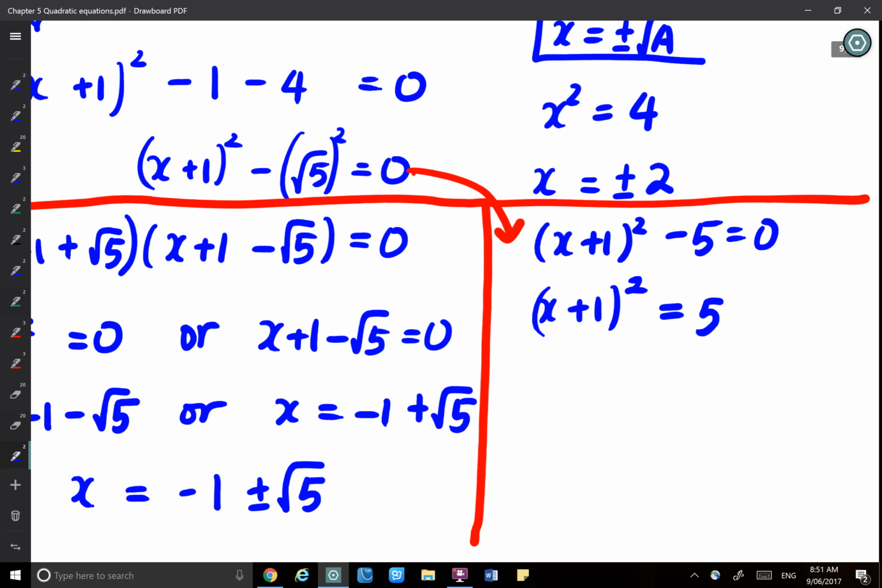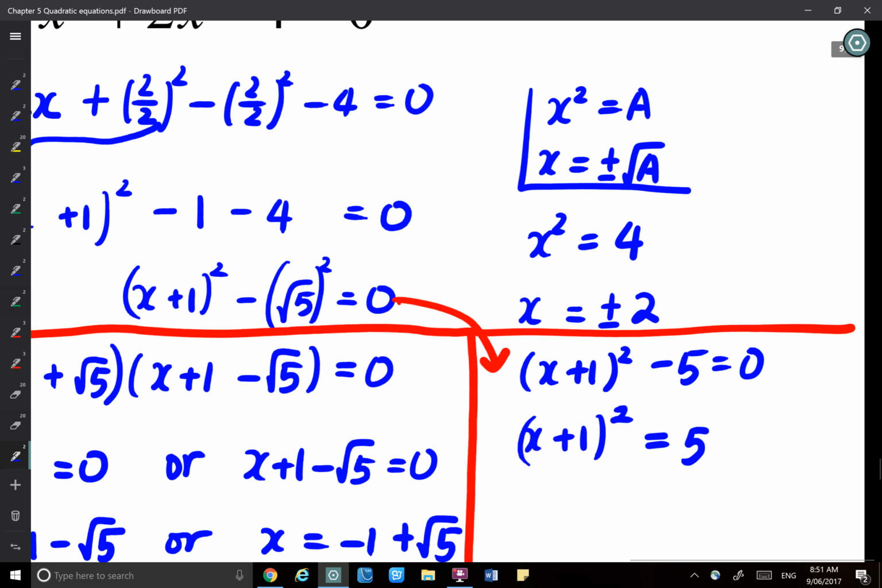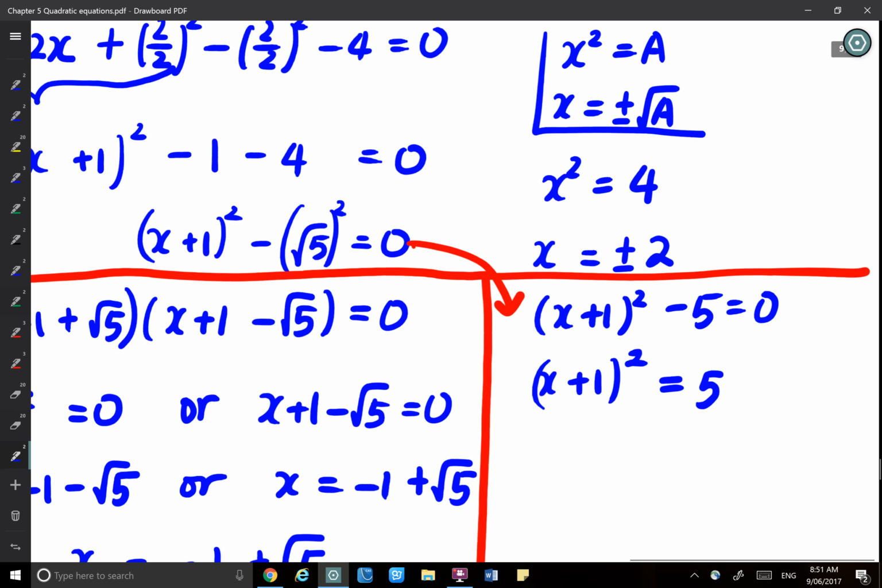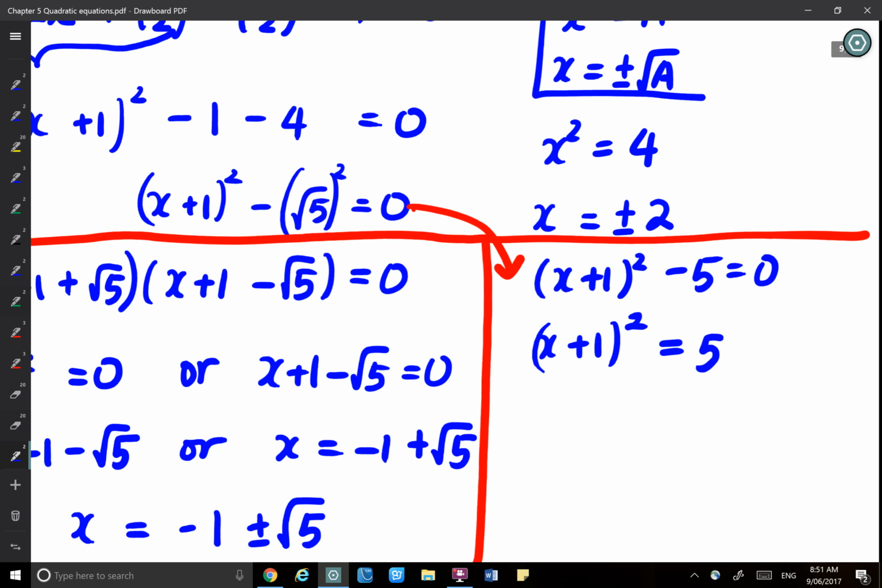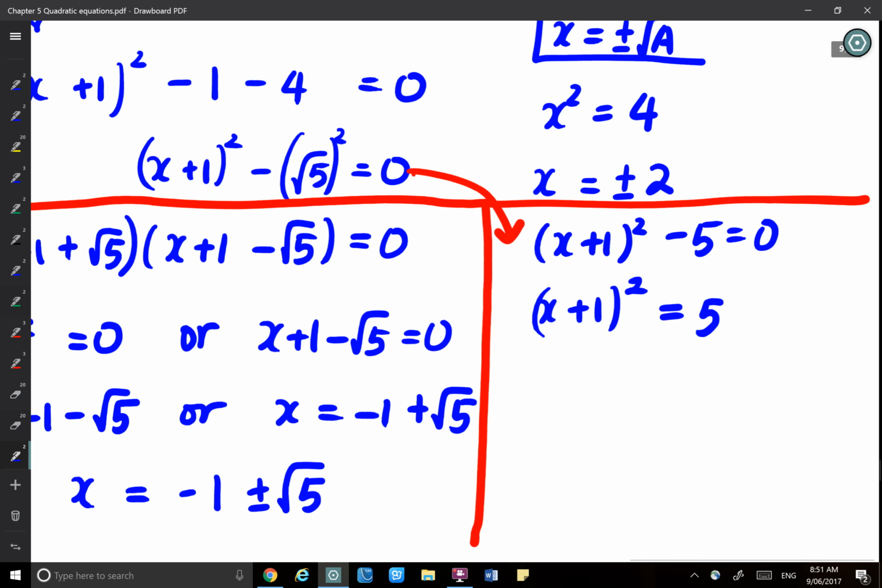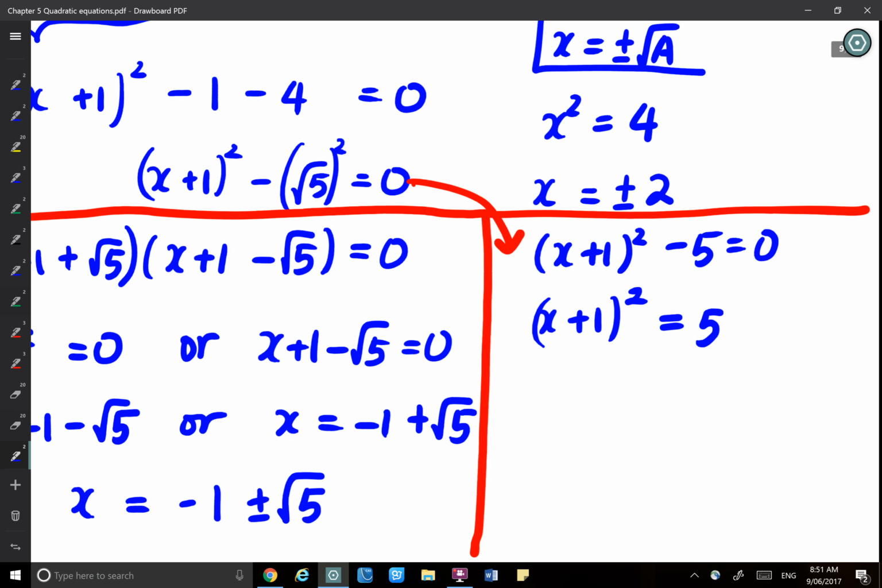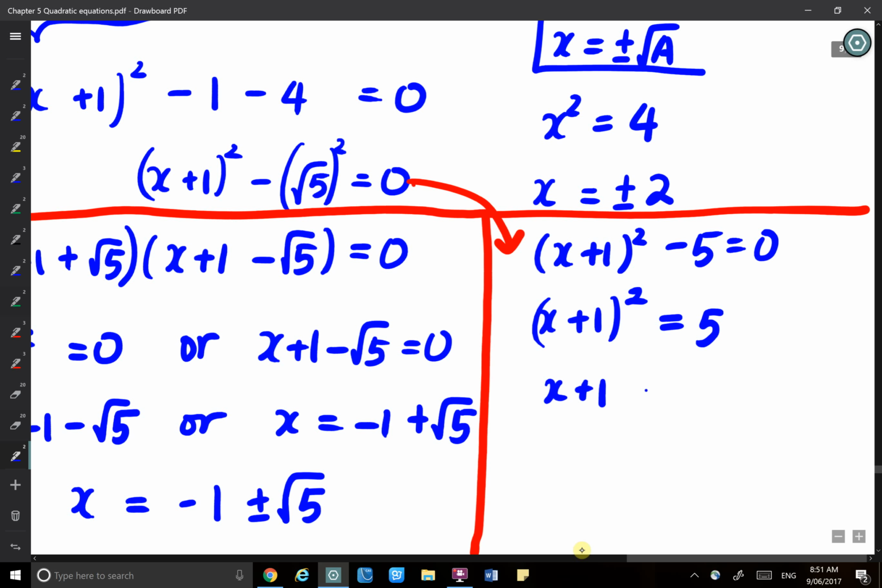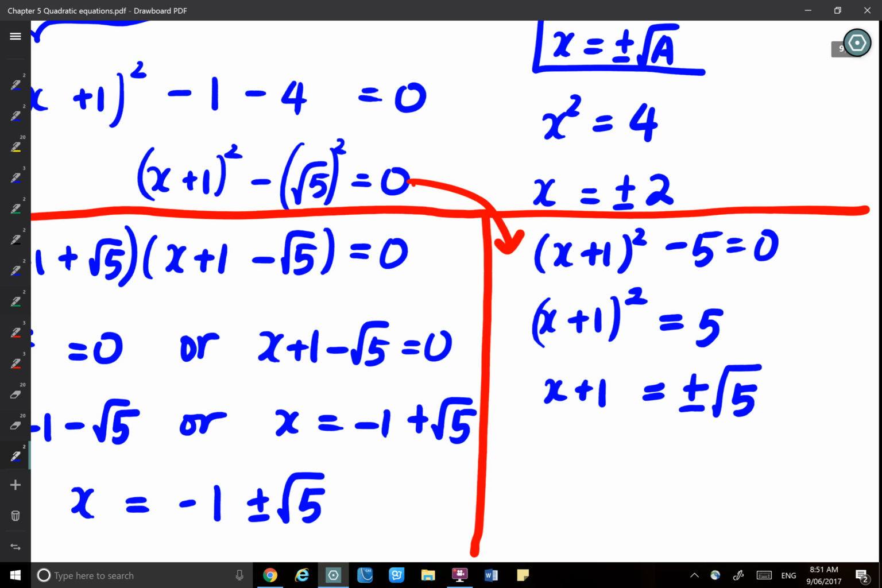Root 5 and negative root 5. That's the thing I said: you always forget, you will have the negative value as well. You have plus or minus root 5 because that's something squared. Something squared equals 5, so this something will be plus minus root 5.